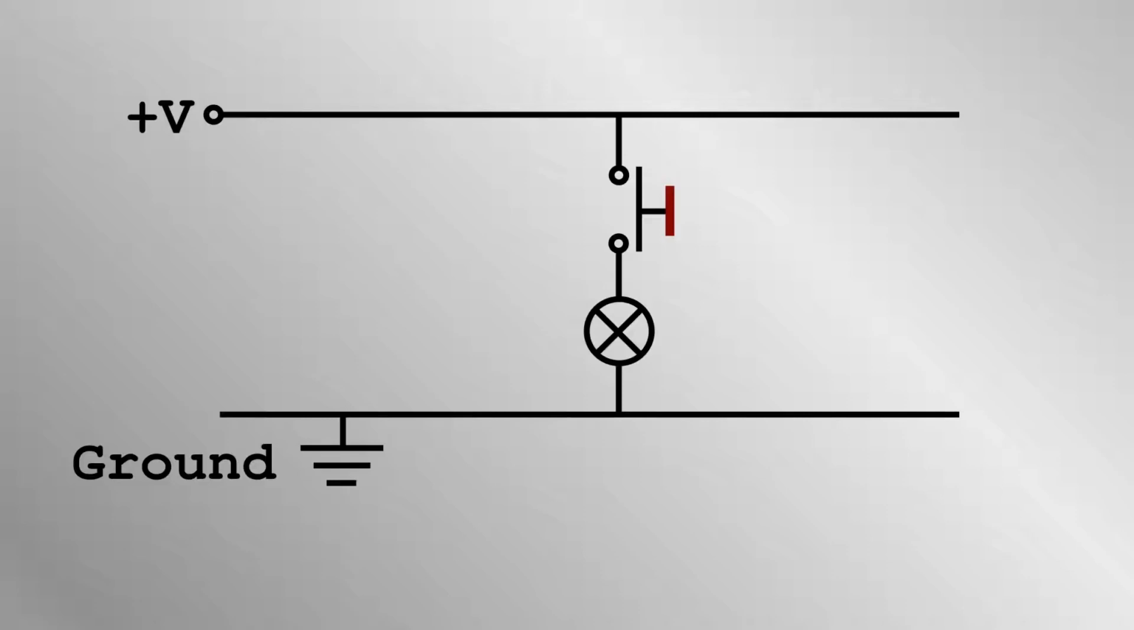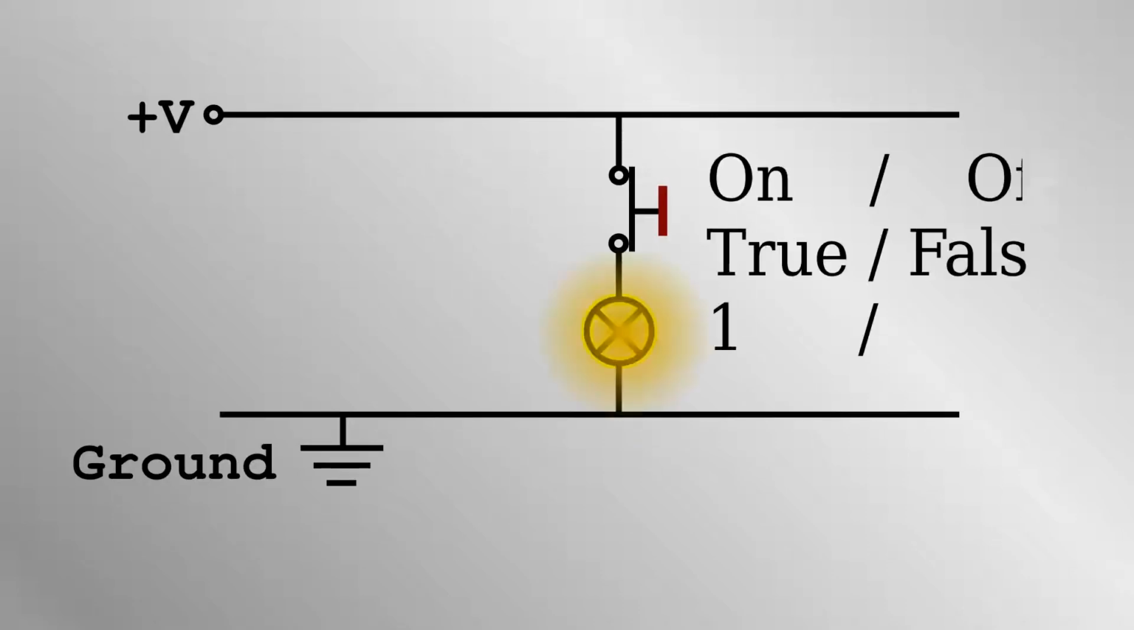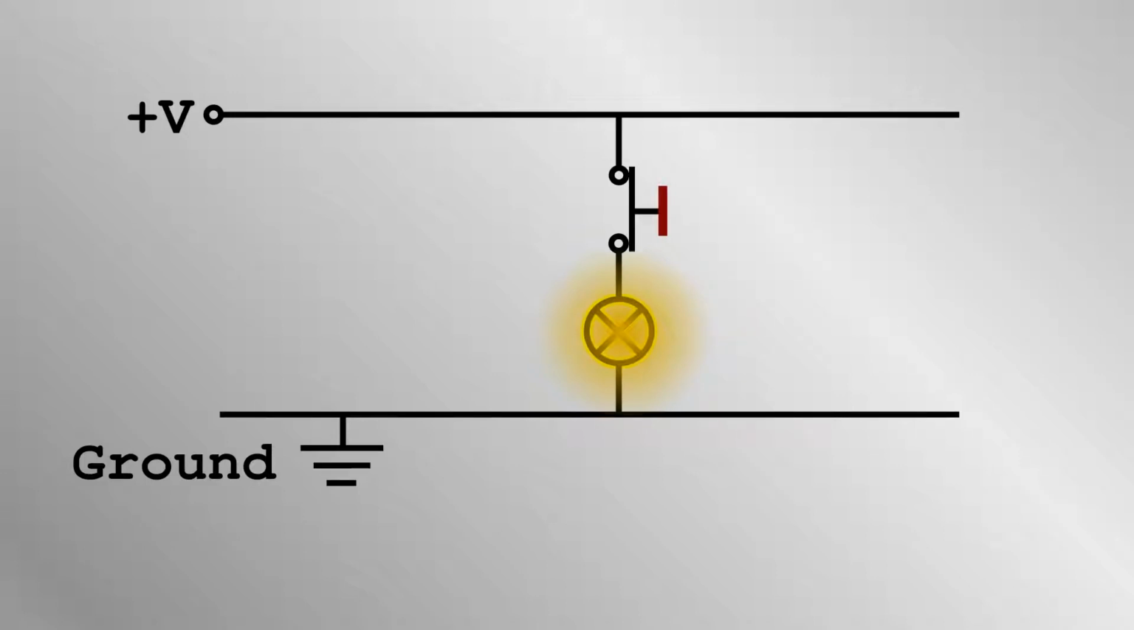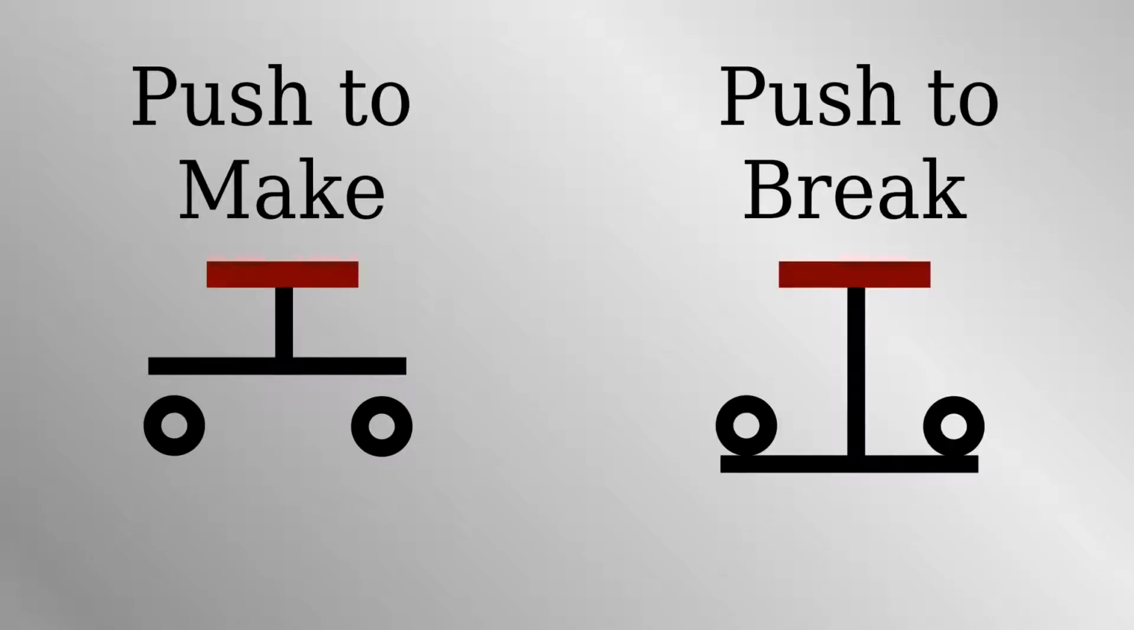Computers treat information as binary: on or off, true or false, 1 or 0, based on if the voltage is high or low. The important component in our circuit here is the push switch, which comes in two flavors. Push to make is when a person presses down and the circuit is completed between the two terminals and the bulb lights up. The push to break switch is exactly the opposite.